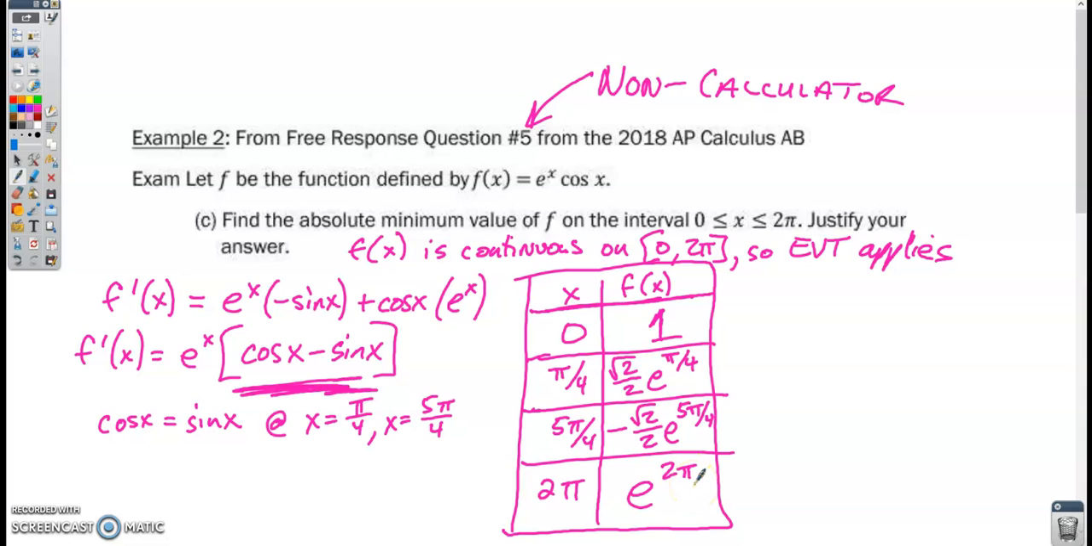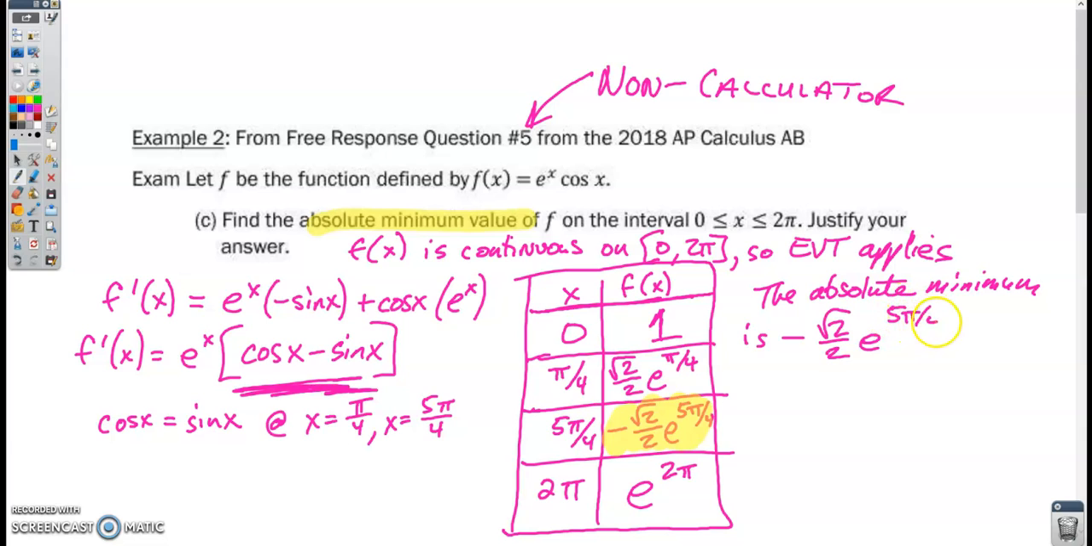So I look at all these values and I'm looking to figure out which one of these is the very smallest, because the problem asks us to find the absolute minimum. Looking at the raw values, it's hard for me to tell their relative sizes, but I do know that this one is negative and all the rest of them are positive, and therefore that's going to be our minimum value. And so the absolute minimum is negative square root of 2 over 2 e to the 5 pi over 4.